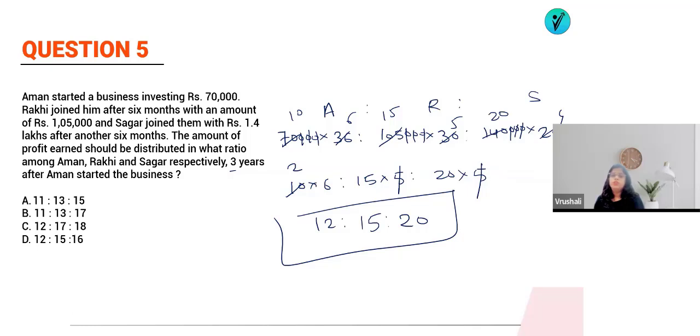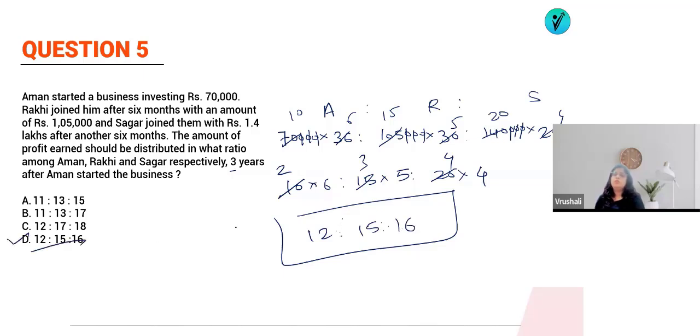Sorry, this was a 20 into 4. Just a moment. I had taken it as a 5. So this was a 10 into 6, 15 into 5, 20 into 4. But still you can cancel out by 5. 5 twos are, 5 threes are, 5 fours are. So 10 into 6 are 12, 3 fives are 15 and 4 fours are 16. So it will be 12 is to 15 is to 16. Option number D will be your answer.